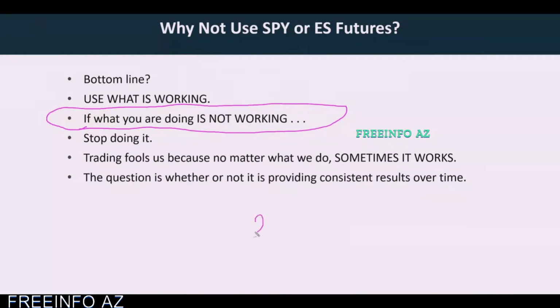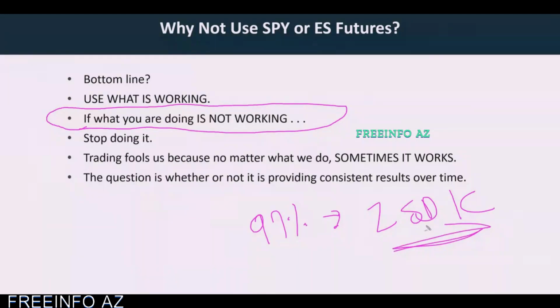If your ego demands that you have a 97% win rate, okay, great. You can sell 2 standard deviation iron condors and you're going to win 97% of the time. It's just that the 3% of the time you lose, you're going to lose huge. So the thing about it is, do you have an upward sloping equity curve over time? And if you don't, you just got to really be honest with yourself. Like, okay, what's not working here? The occasional big loss.